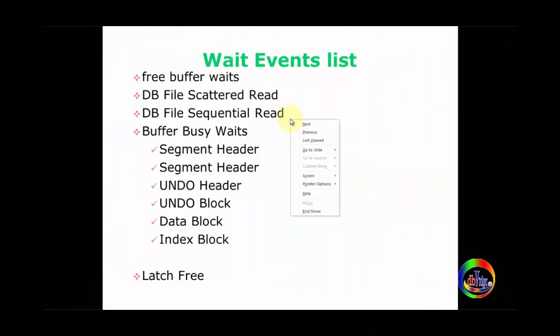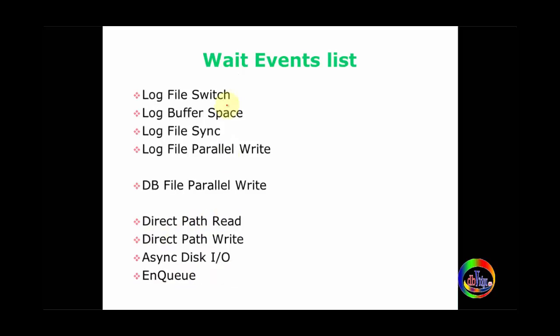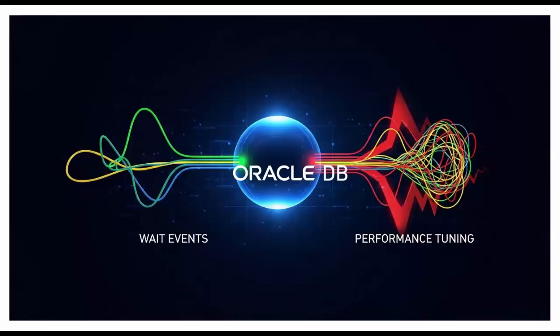DB file scattered read, DB file sequential read. If it is buffer busy waits, under this section you have segment header, undo block, data block, index block, latch free, log file switch, okay, like that. Direct path read, this is only for normal files. If it is temp, it is related to temporary segment, okay, same thing. In the next videos, we are going to discuss in detail most of the frequently used wait events.